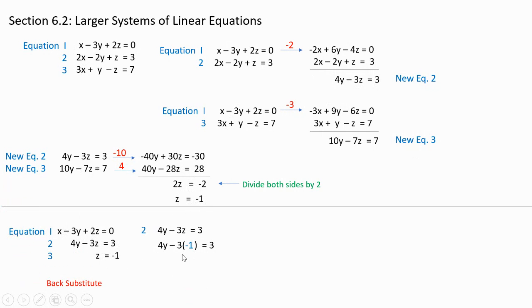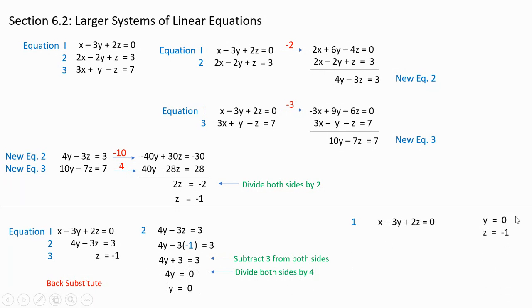So after I plug it in there and I simplify, it's going to give us 4y plus 3 equals 3. We subtract 3 from both sides. So we get 4y equals 0. We divide by 4. So we know that y equals 0. So I already have the values for y and for z. Then I go back to equation number 1. I'm going to plug in 0 for y and -1 for z. So the y is going to be 0 and the z is going to be -1.